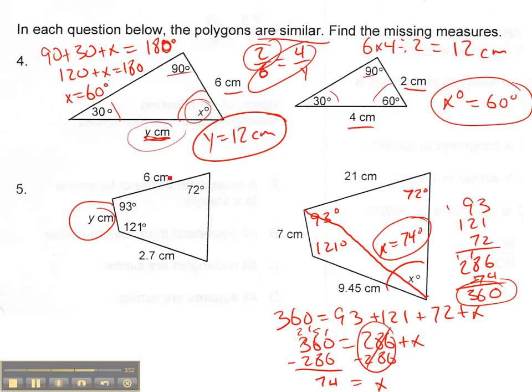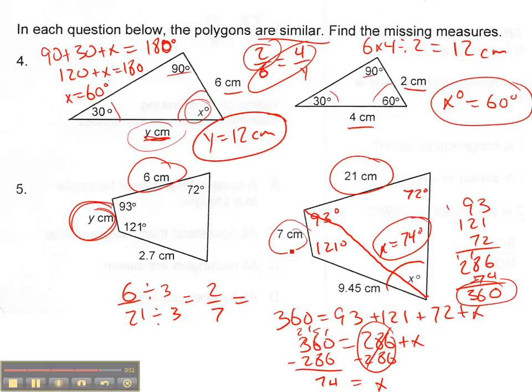So let's do it this way. 6 to 21. Let me simplify that to make it easier on us. Divide by 3. That equals 2 to 7. 2 to 7 equals y to 7. Well, y must equal 2 then. Y equals 2 centimeters.